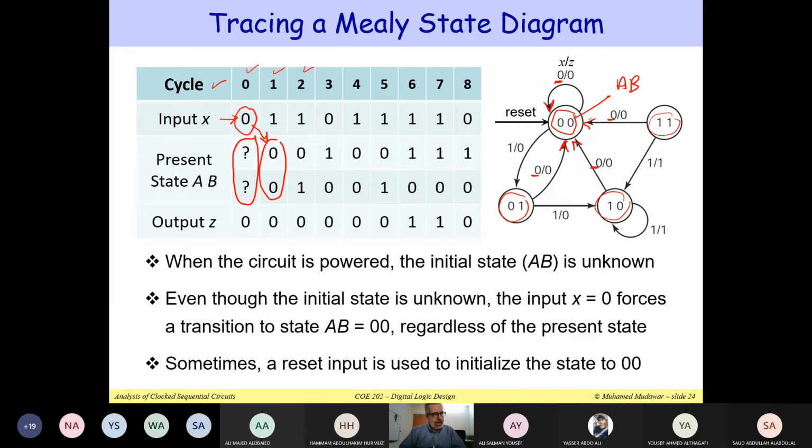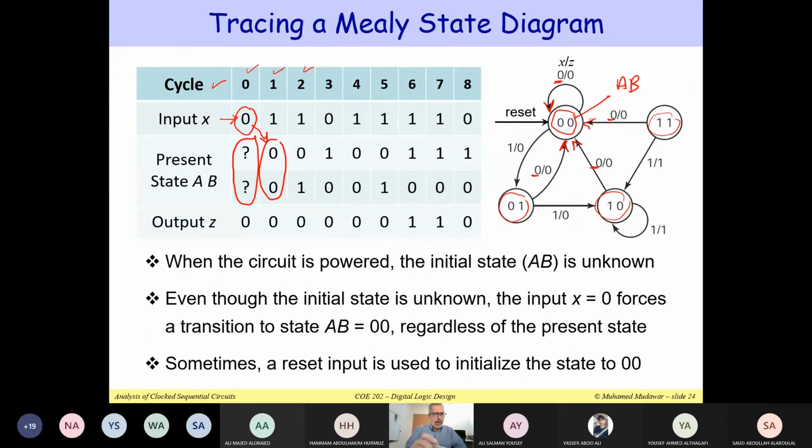Is this clear? Do you understand this? Now, this is in this specific state diagram. Sometimes not all state diagrams are drawn like this. Sometimes if you apply the input 0, this might not really take you back to state 0, 0, so in that case, you have to reset. But in this specific state diagram, if you apply the input x equal to 0, this will take you back to state 0, 0. Okay, is this clear?